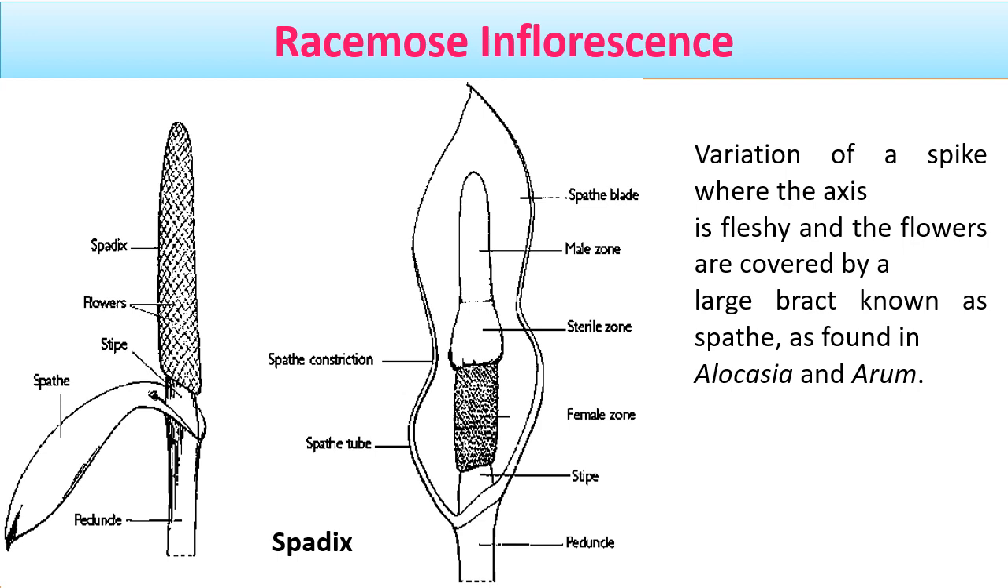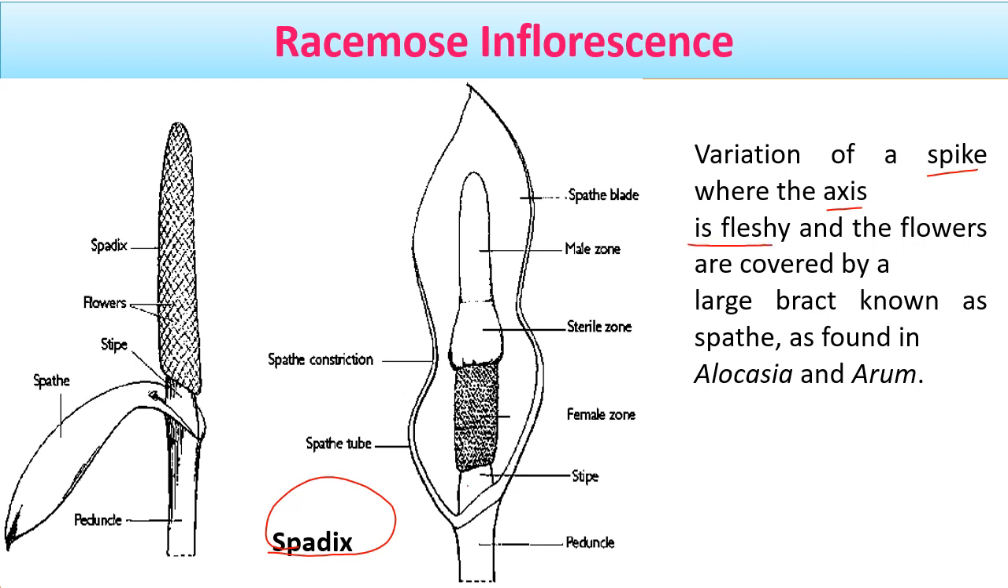Another type under racemose inflorescence is spadix. Let us see what spadix inflorescence is. Before going to the detail, we will read the description of the same. It is a kind of spike inflorescence, or a variation of spike inflorescence, where the axis is fleshy.